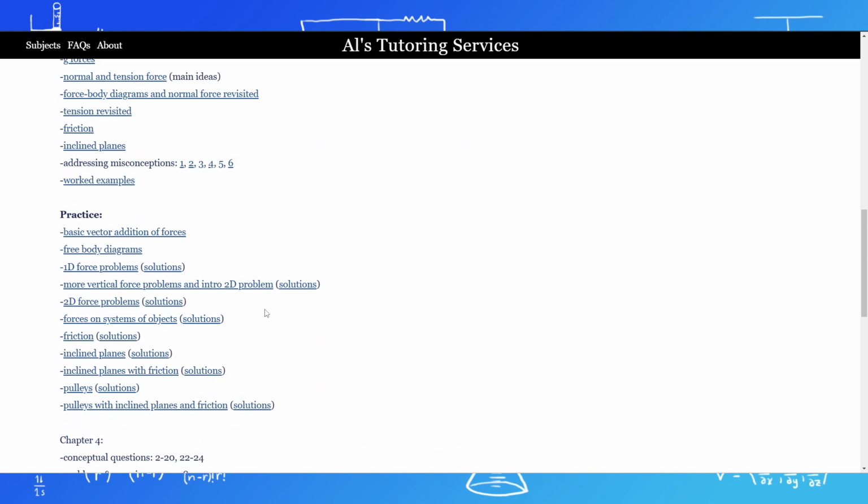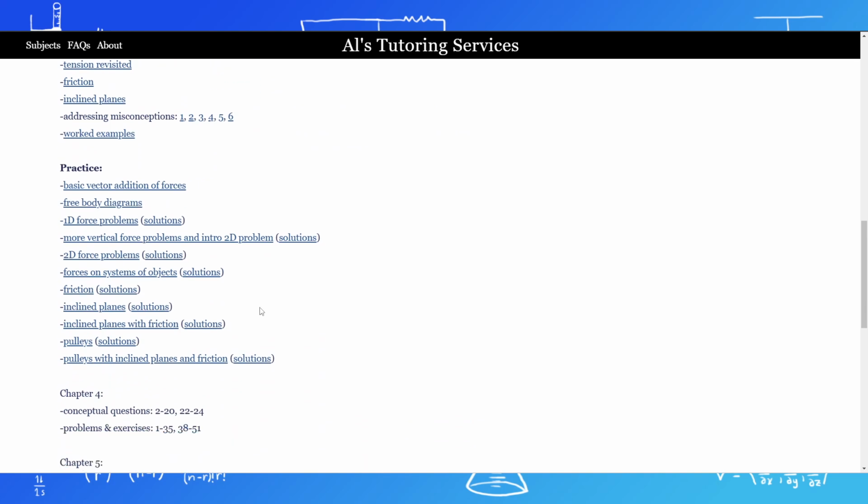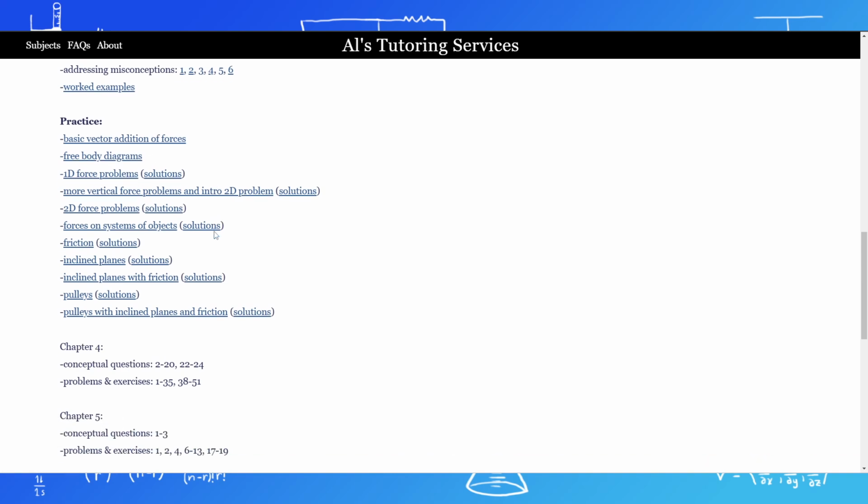And then for practice, oh, these are my PDFs. For practice, basic vector addition of forces, that's just a review of vectors in case you haven't done that in a while. I mean, we have been working with vectors in this projectile motion chapter, but we didn't really do a lot of vector addition. We just did a lot of decomposition, so vector addition may need some review.